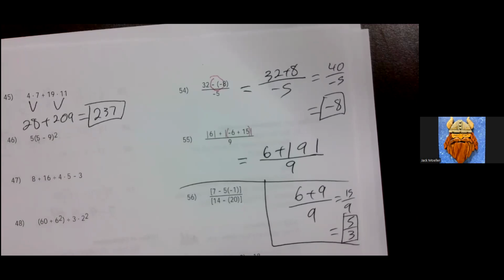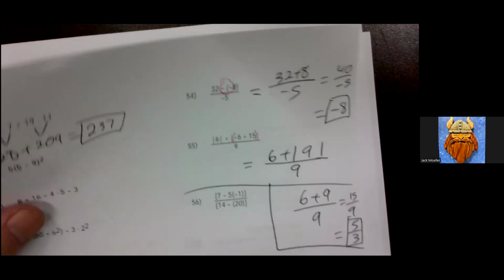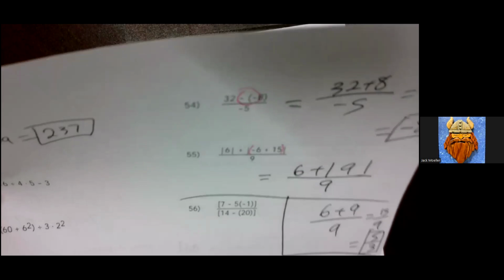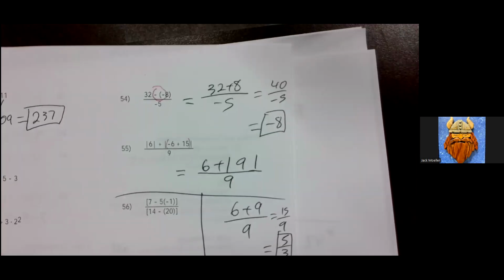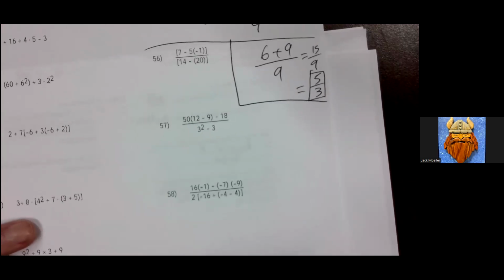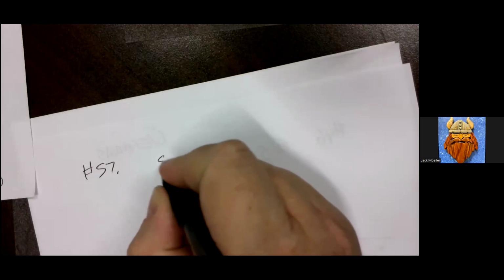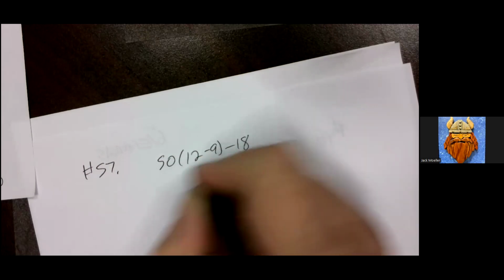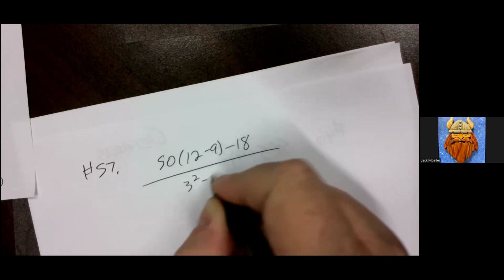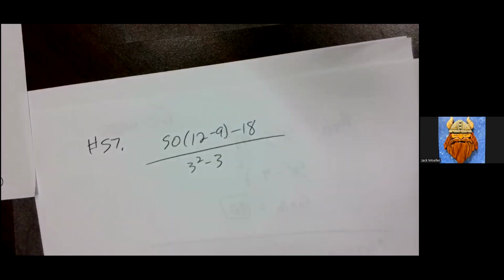Okay. So again, be careful. Don't be surprised to see a couple of absolute value problems in your order of operations. All right, let's do a little bit messier one. Let's do 57. So we have 50 times parentheses 12 minus 9, minus 18, all over 3 squared minus 3.